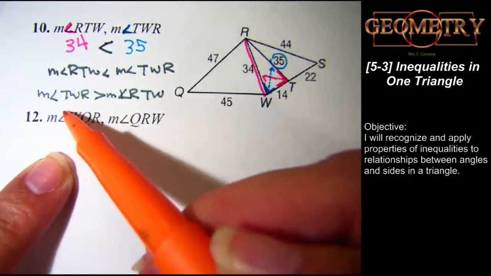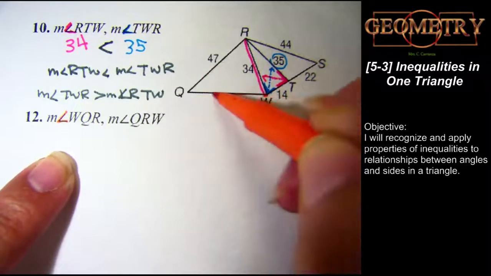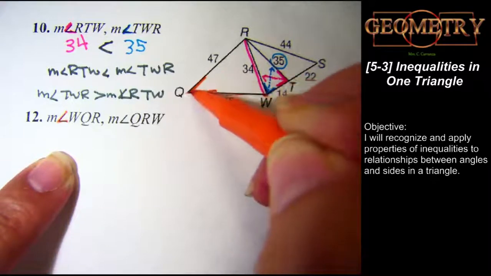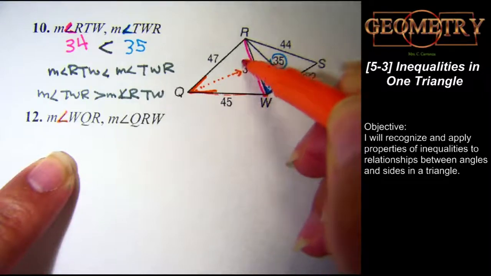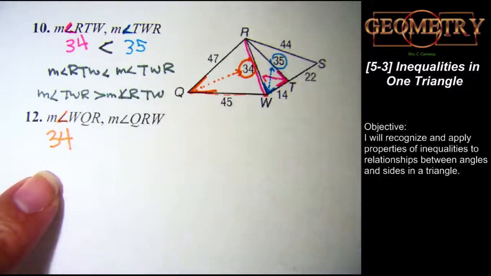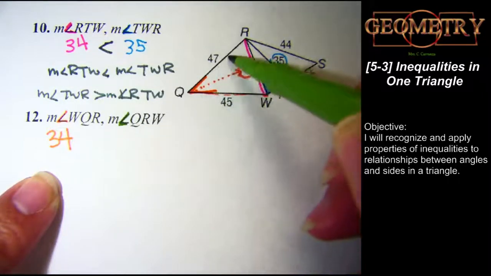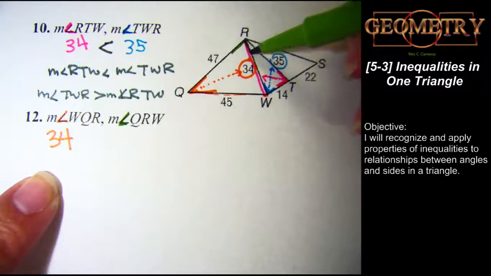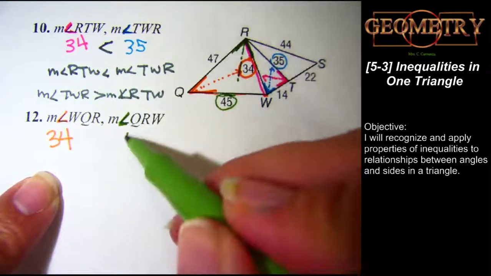So I'm looking at angle WQR. I'm going to start at W, go toward Q, and then turn and go toward R, so I'm talking about this angle here. The side opposite that angle is this side with a measure of 34. This angle, QRW, start at Q, go toward R, turn around and go toward W. That's this angle right here. And across from that angle is this side with a measure of 45.